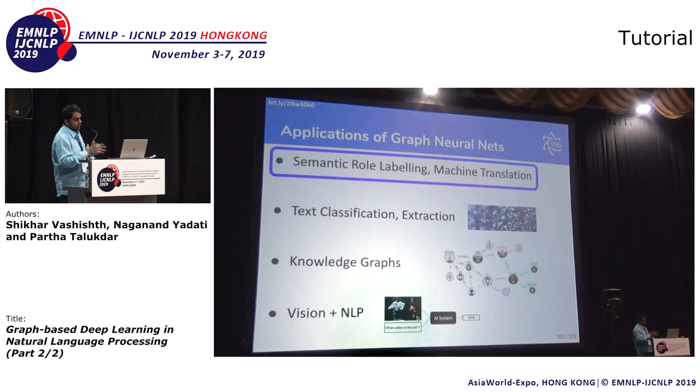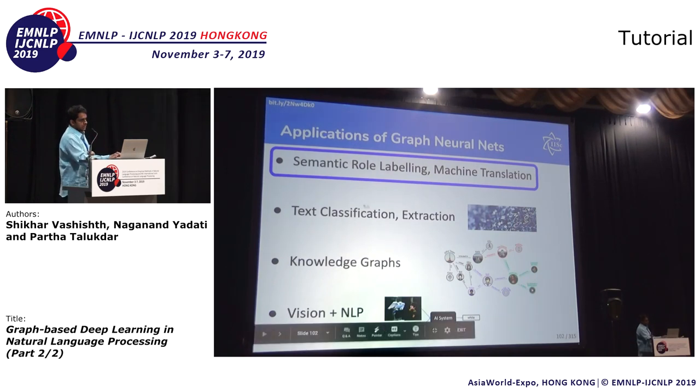This part on applications is organized in four different subsections. In the first subsection, we will see semantic role labeling and machine translation. In the second subsection, we will see text classification and extraction. In the third one, we will see GNNs for knowledge graphs. And finally, we will briefly see GNNs for vision and NLP.